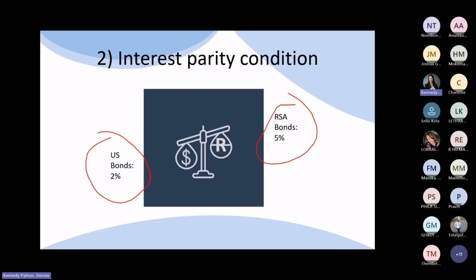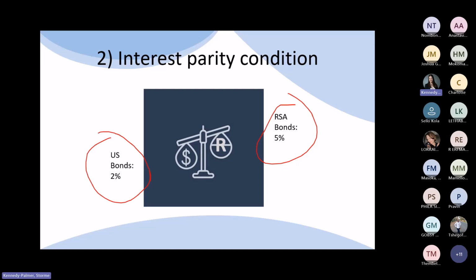So the key point is that when choosing between domestic and foreign investments, you need to consider both the interest rate differences and the expected exchange rate changes to determine which is going to offer the better return.